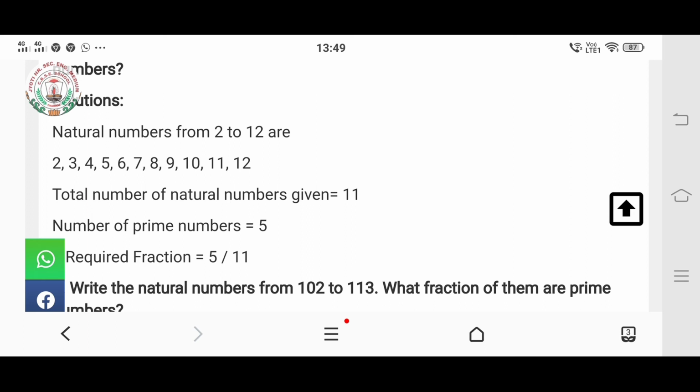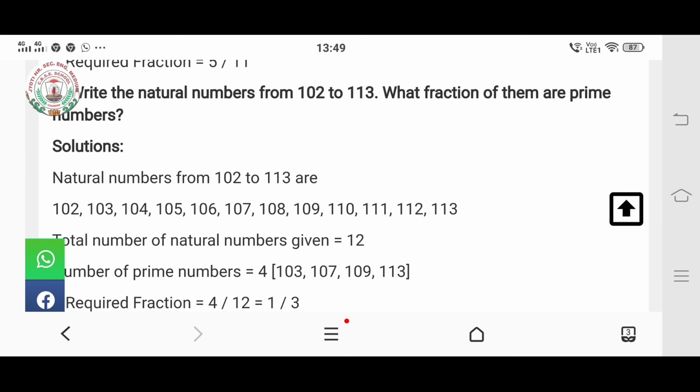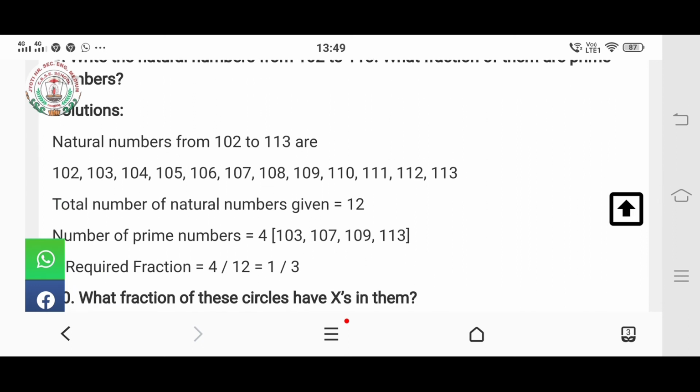Coming to the 9th question. Write the natural numbers from 102 to 113. It is just like question number 8, but the numbers are a little big. So you shall understand and write the prime numbers here. First we shall write from 102 to 113. Let us see how many numbers are there. 102 to 113, the total numbers are 12. And the prime numbers are 103, 107, 109 and 113.